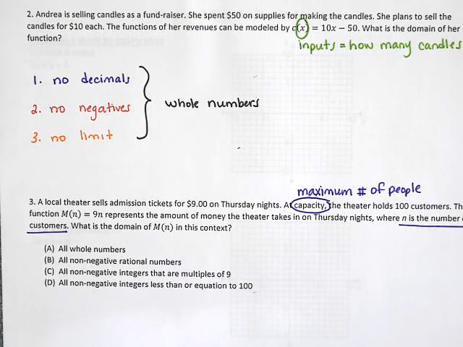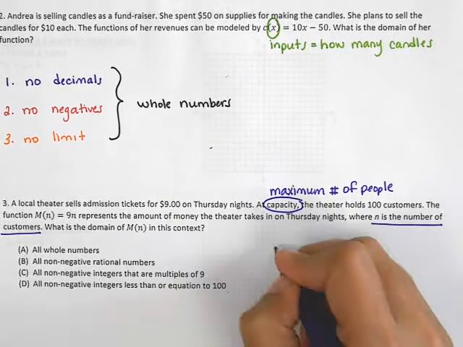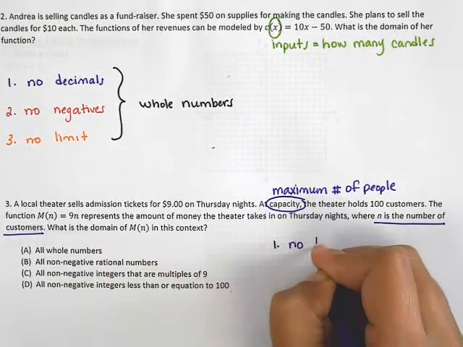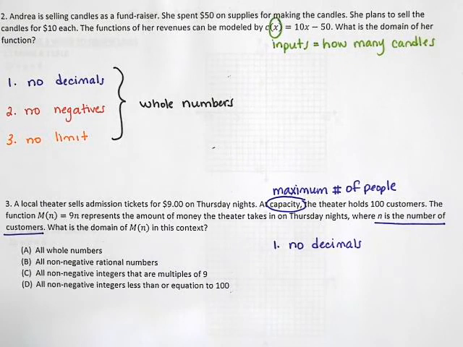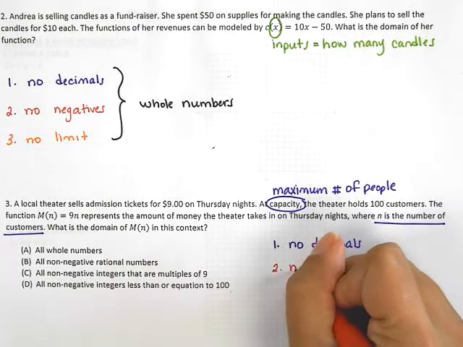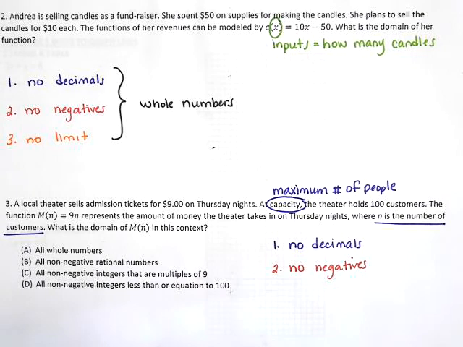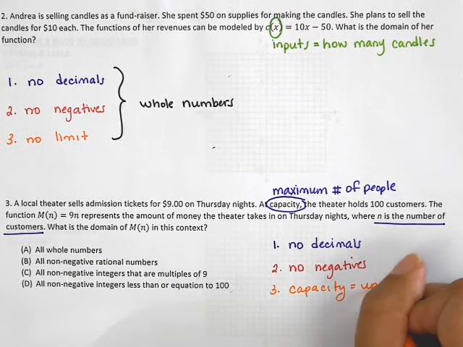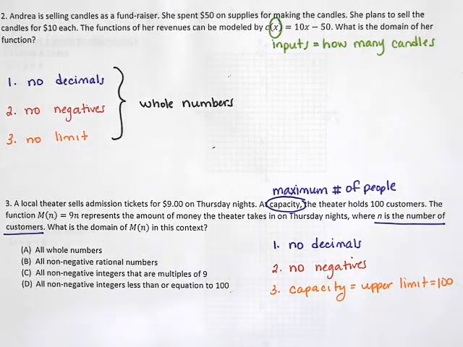So if n is the number of customers, we have to think how many tickets we could sell. Our first question would be, do decimals make sense? Well, if I'm selling tickets to a theater, I would say there are no decimals. Second question is, do negatives make sense? Well, again, I would say no negatives, because I'm not going to sell a negative number of tickets. And is there an upper or lower limit? Well, this time, the capacity, which means the upper limit, is 100. So I would say that there is an upper limit.